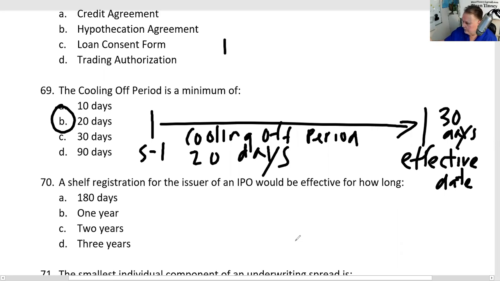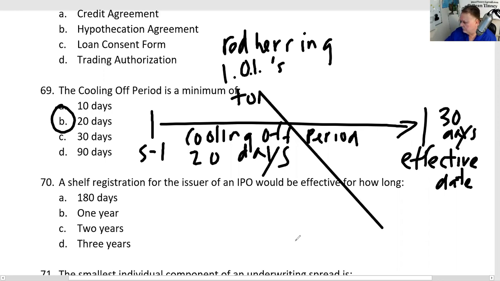And what I can do during this cooling off period while I'm conducting due diligence is I can send you a red herring, very testable, also known as a preliminary prospectus. I can accept indications of interest, which are non-binding on all parties, and I can place a tombstone.